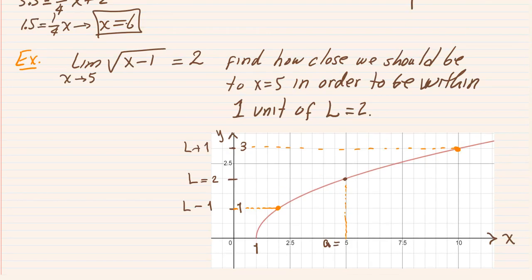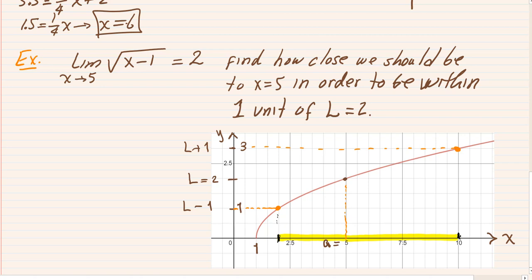Okay, so I'm going to highlight how far we have to be away from a in order to meet that 1 unit tolerance for the limit. So it looks like if I highlight it, on the low side it's going to be from here all the way to the right up there, and on the high side, it's going to be from here all the way, it looks like, to 10. Okay, so that's what it seems to be. I know it's 10 and I know this is 2, but let's find it algebraically.